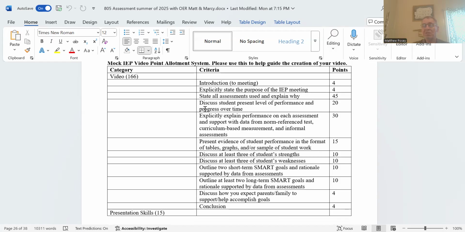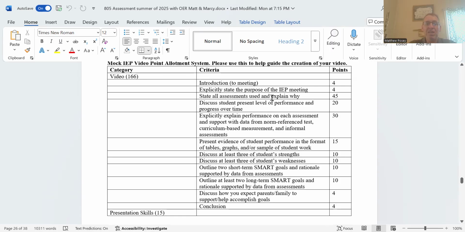So I want to make sure we're doing an introduction to the meeting. You want to introduce the team that's there, even though we know they're not. Remember, this is just a mock meeting, so you want to recognize the principal, the teacher, the parents. You want to state the purpose of the IEP meeting. Basically, you're wanting to share some results of ongoing assessment that you've done to determine some strengths and weaknesses and also the possibility of pursuing testing.